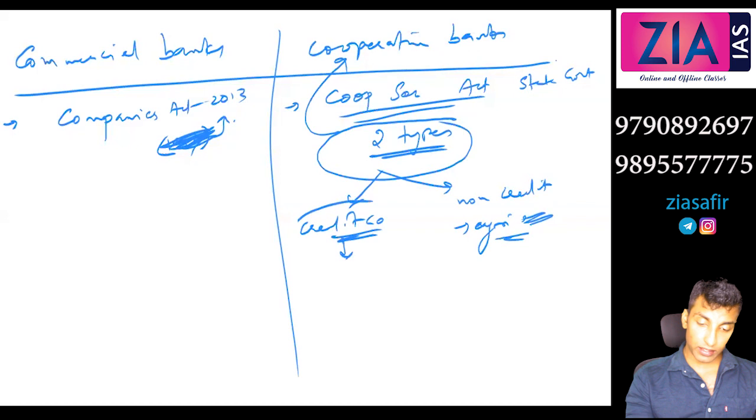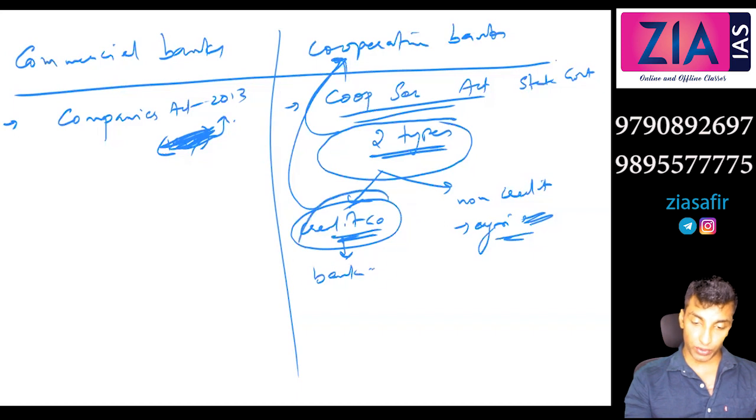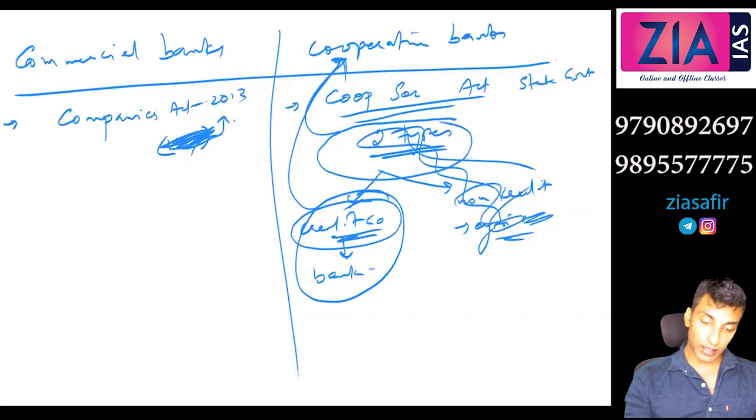This credit part is what we generally consider as bank. So when we say cooperative bank, this part is what we are talking about. You don't need to discuss this other part. So the credit cooperatives, that is the banks.